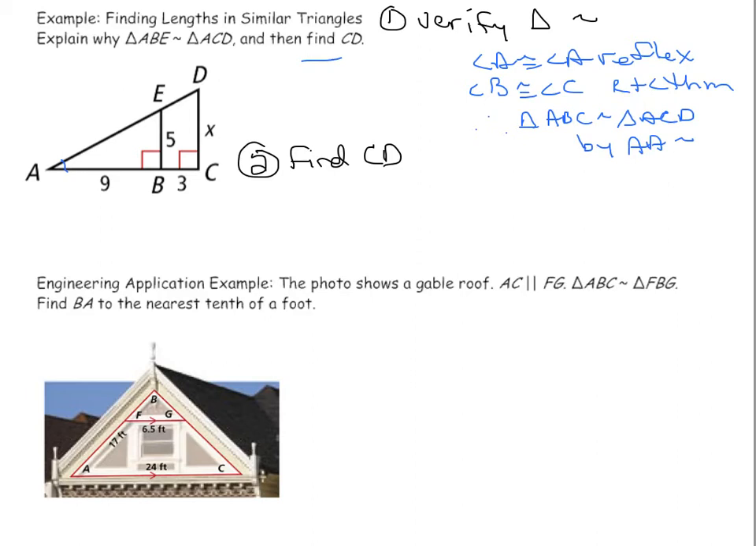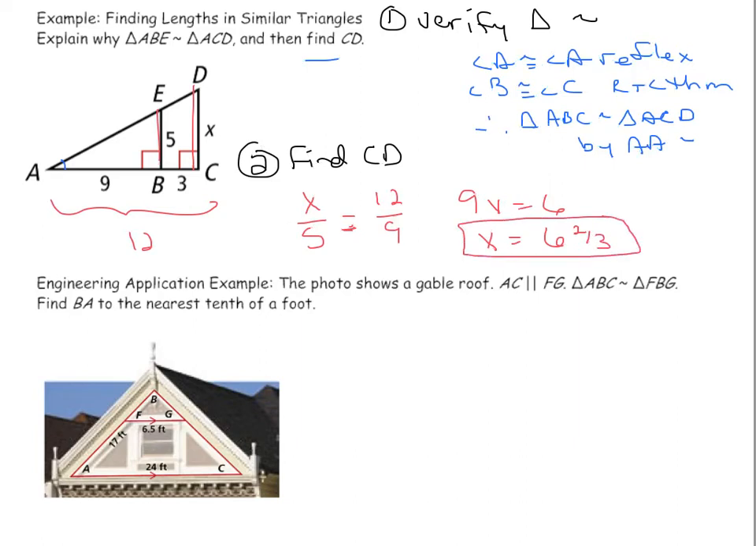Well, I know that these two match up, right? So x goes to 5. And then the larger one here, 9 plus 3 is 12. So 12 would go to 9. We know how to do this from 7.1. You cross multiply, use your cross products. You get 9x is 60, leaving you with x being 6 and about 2/3, or 6.6.